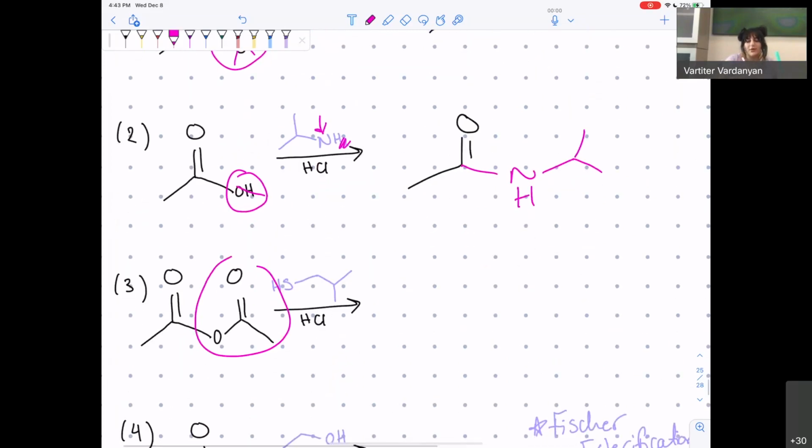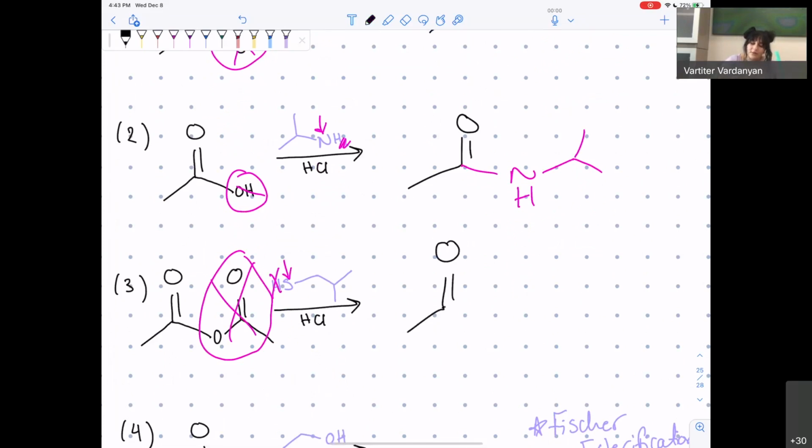For the second to last one, this whole thing is a leaving group. Get rid of the hydrogen. That's our nucleophile. So we give them one of those. Bam, pow, bang.